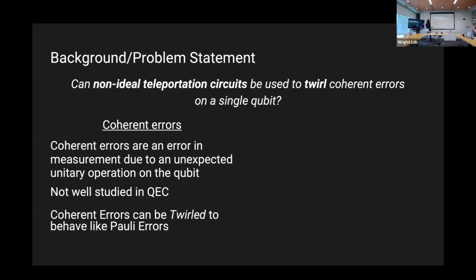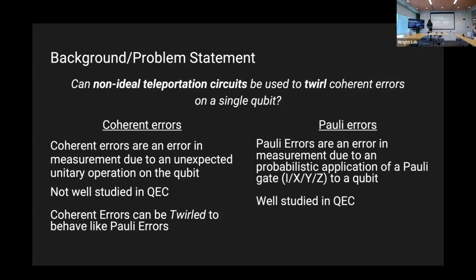So first, we're going to focus on the difference between coherent and Pauli errors. Pauli errors are an error in measurements due to a probabilistic application of a Pauli gate, that being I, X, Y, or Z, to a qubit. These are very well studied in quantum error correction, and when Pauli errors happen in a quantum computer, we have in literature discovered ways to account for this.